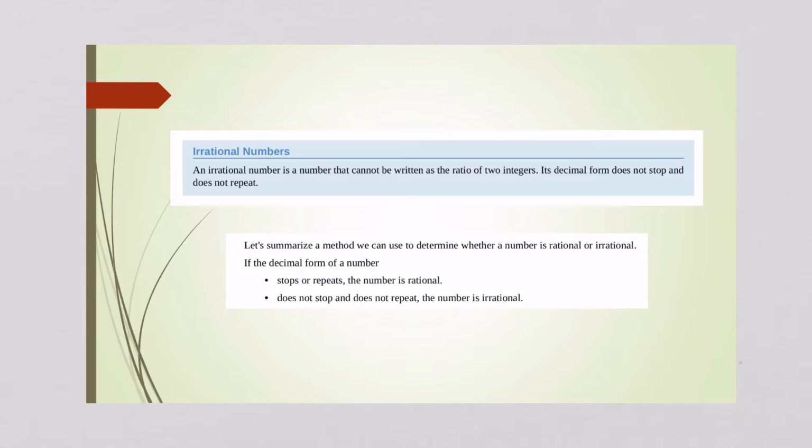Okay, so this one says that an irrational number is a number that cannot be written as a ratio of two integers. And its decimal form does not stop and does not repeat. So that's what you have to look for in the decimal. It's going to be just a bunch of numbers and there is no pattern. You cannot find a pattern in their decimal. So that's going to be an irrational number.